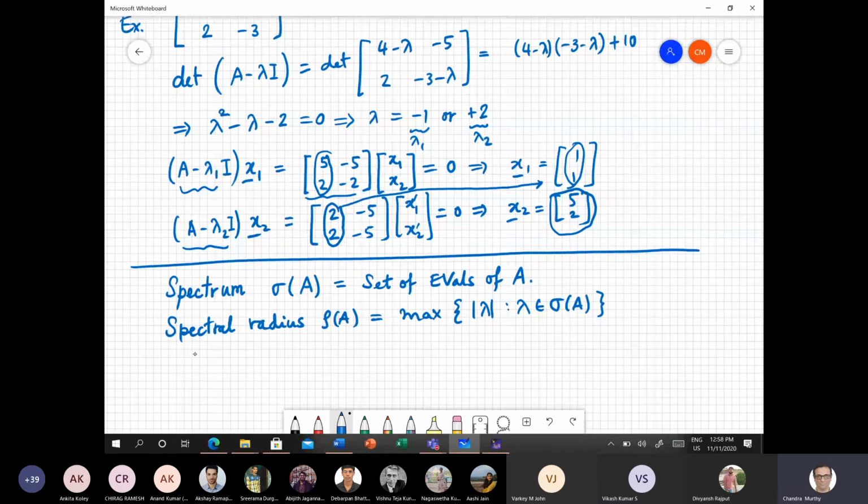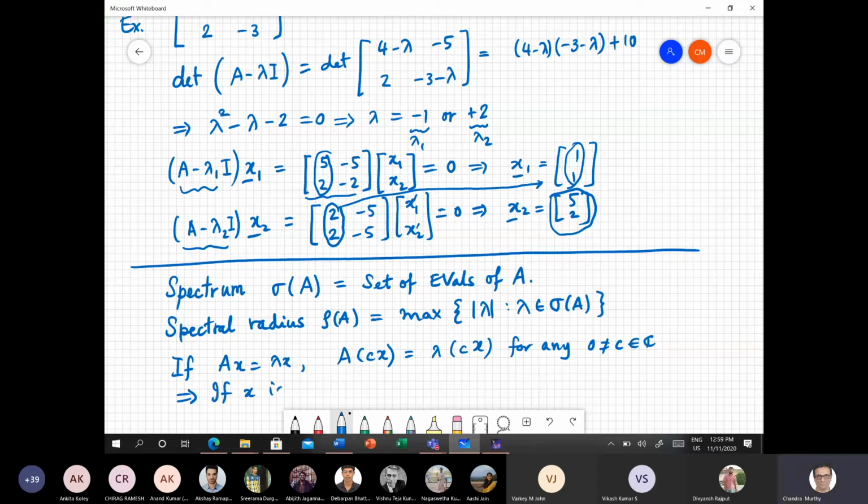Another small point to note is that if Ax equals lambda x, then A times Cx is equal to lambda times Cx for any C not equal to 0 belonging to some complex space. And so basically, if x is an eigenvector, so is Cx for any C not equal to 0.